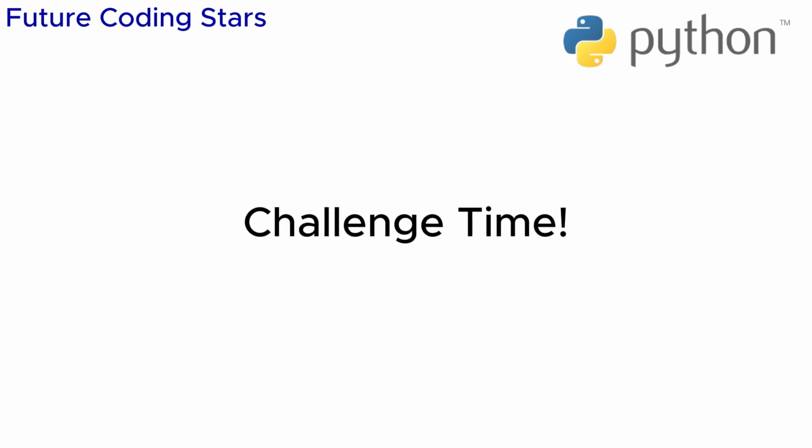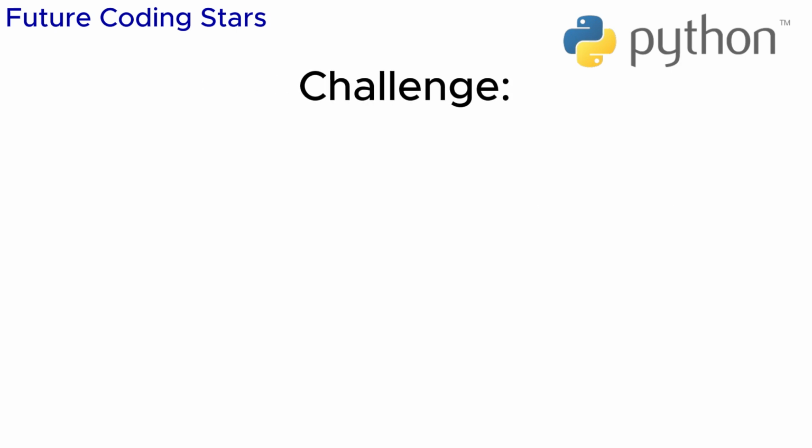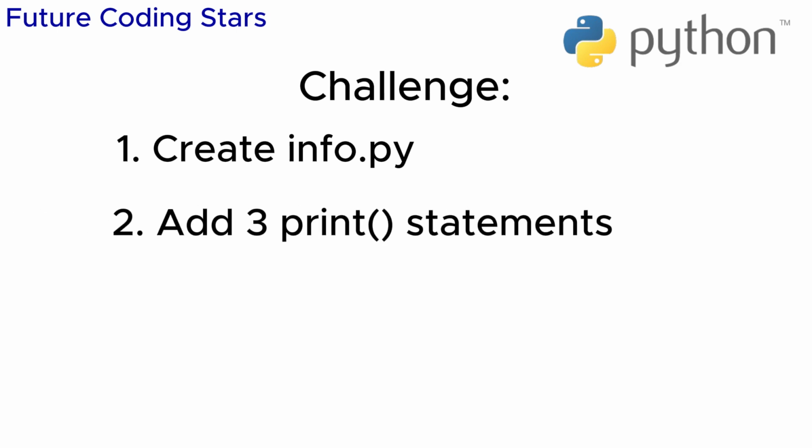All right, now it's your turn to practice. Here's a small challenge for you. Don't forget the details are also in the description below. Your challenge is to: 1. Create a new Python script. Call it info.py. 2. Inside this script, write three separate print statements. The first should print your name. The second should print today's date. You can just write it as text for now, like April 12th, 2025. The third should print a fun fact about Python, like Python is named after Monty Python.